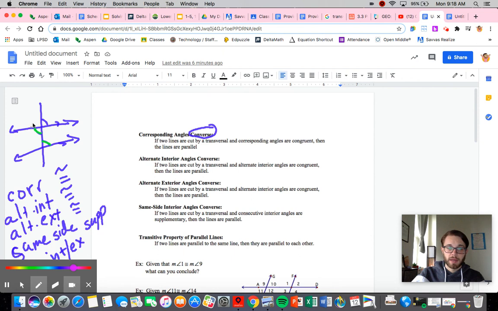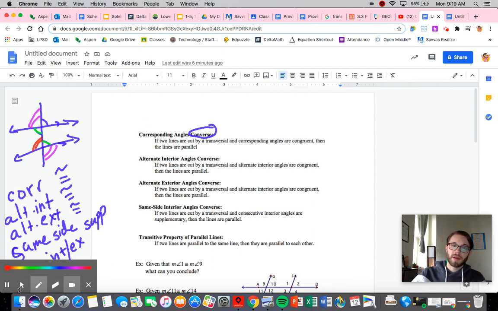Alternate exterior. These are going to be congruent. I should be using different amounts of lines. If these are congruent, then they're parallel. And then the final one we're going to talk about would be the same side or the consecutive interior. So, this one and that one. If these two add up to 180, the green and the red here, then they're parallel. All right. So that's our goal on this one.